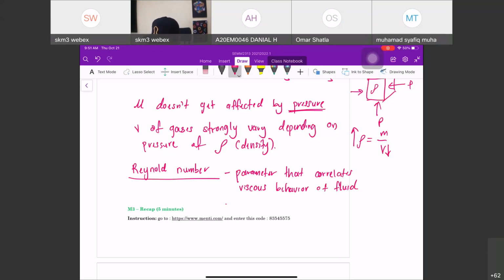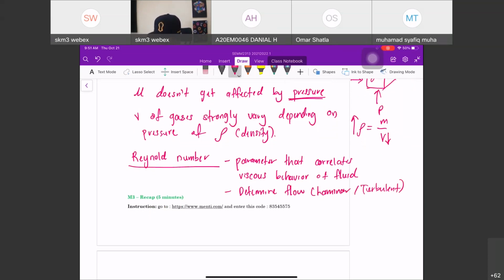It can also be used to determine whether the flow is laminar or turbulent. If you don't know what laminar and turbulent are, please look at Google. You will know later on, because in the next section we're going to learn about laminar flow.